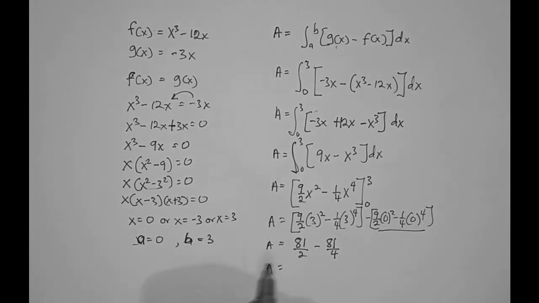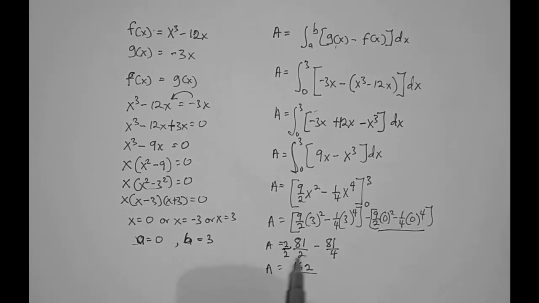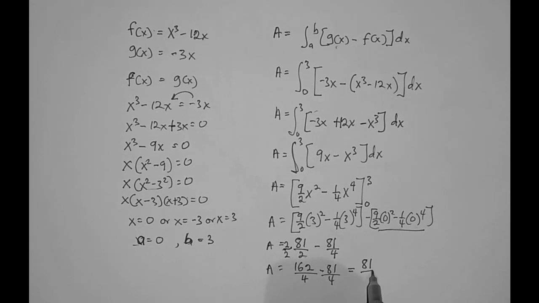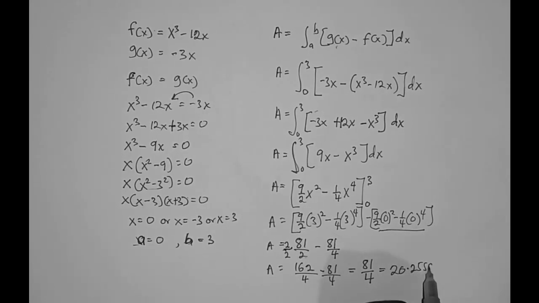Area equals, I want to multiply this fraction by 2 over 2. So times 2 divided by 2. So that 2 times 81 is 162 divided by 2 times 2 is 4, minus 81 over 4. Now 162 minus 81 is equal to 81. So this is equal to 81 divided by 4. And that is further equal to 20.25 squared units.